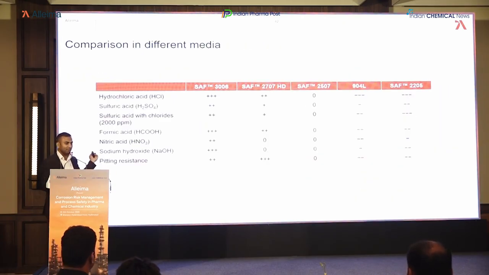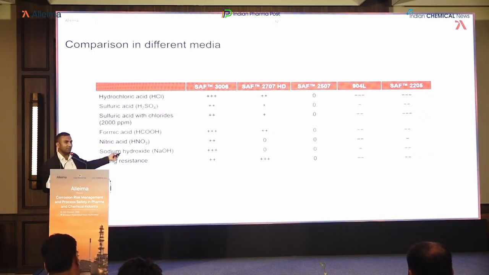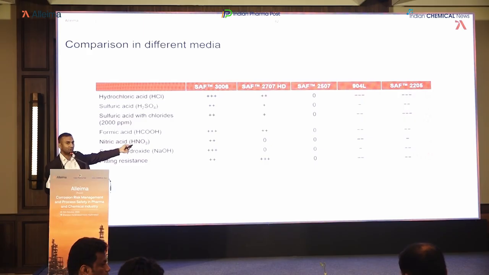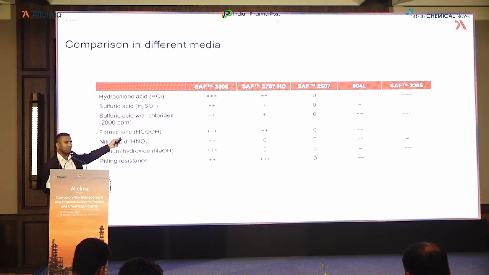This is a comparison in different media, taking 2507 as a reference line, so that it is mentioned as 0. That is the reference line in comparison with super duplex. 2707 is a hyper duplex material, and this is a new material, 3006.